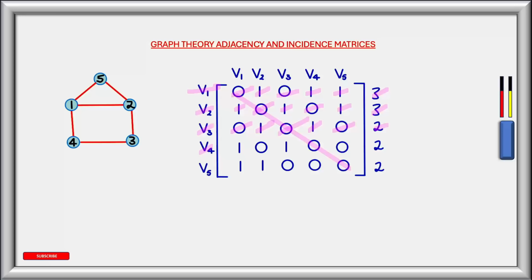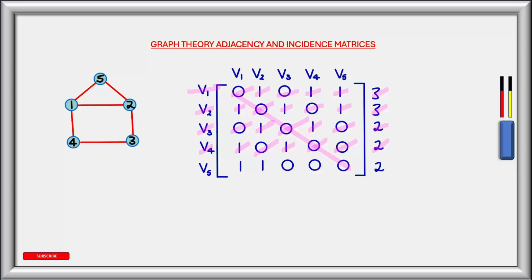Moving on to vertex 4, we see there's an edge between vertex 4 and vertex 1. So we place a 1 in row 4, column 1. There's no connection between vertex 4 and vertex 2. We place a 0 in row 4, column 2. Vertex 4 is connected to vertex 3 with an edge. So we place a 1 in row 4, column 3. There's no loop. So there's a 0 in row 4, column 4, and there's no connection between vertex 4 and vertex 5. So we place a 0 in row 4, column 5. And summing this row, we see that vertex 4 has a degree of 2.